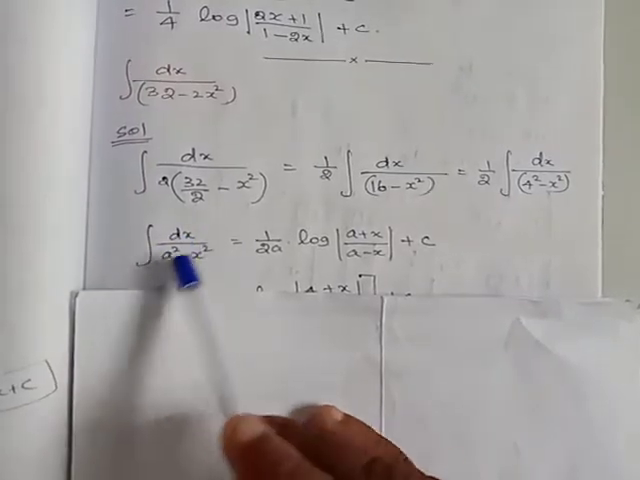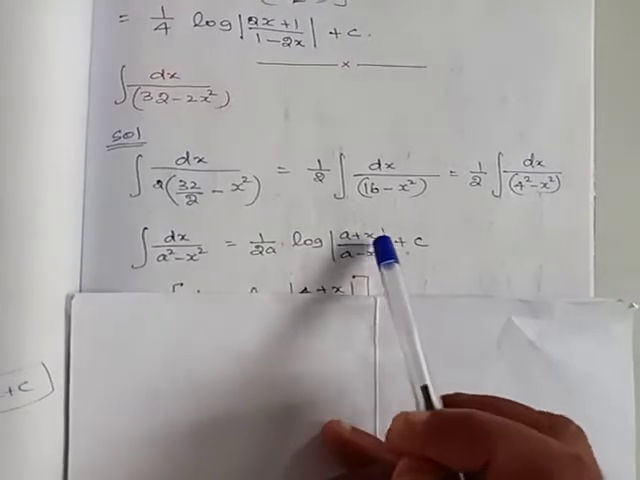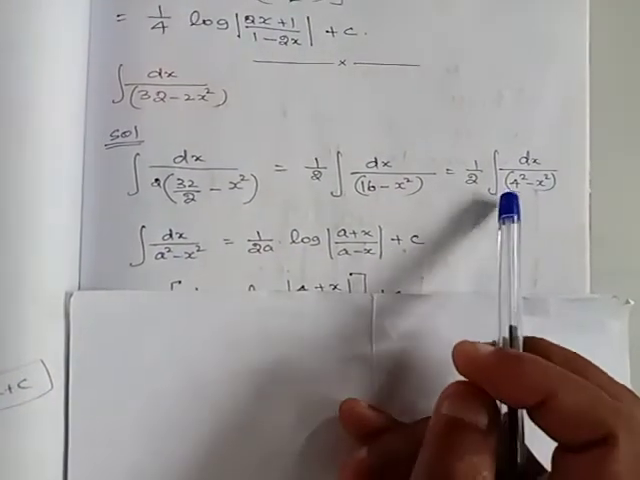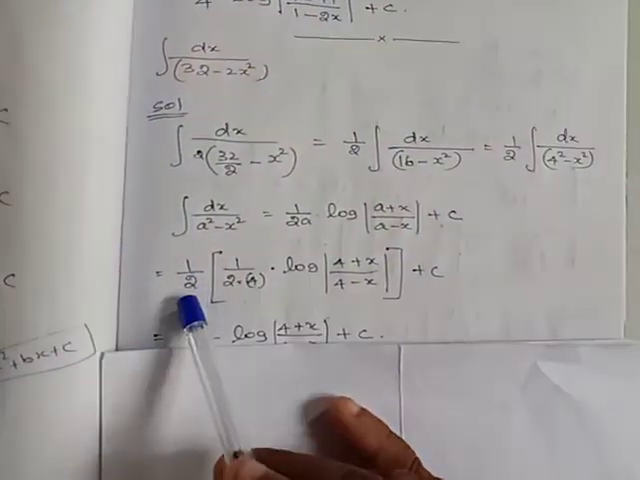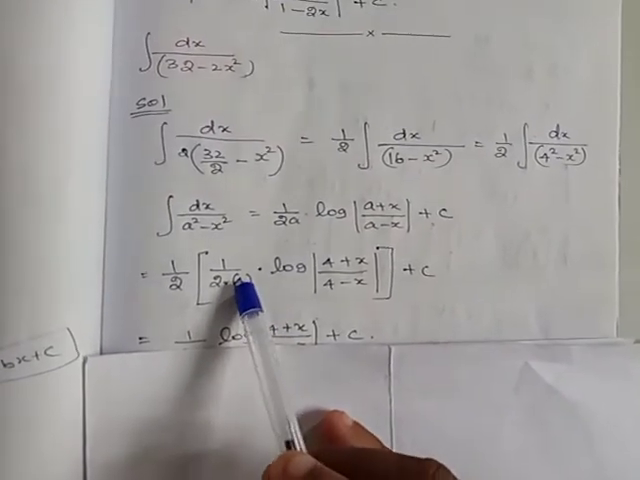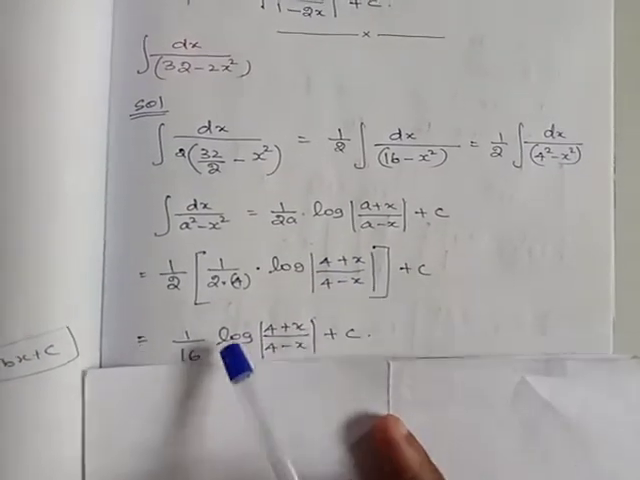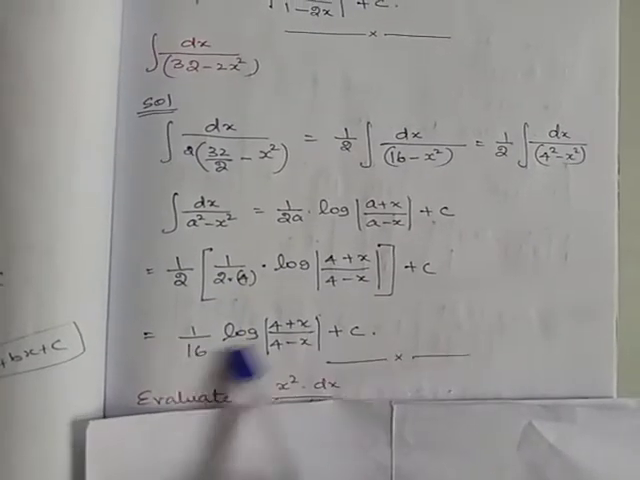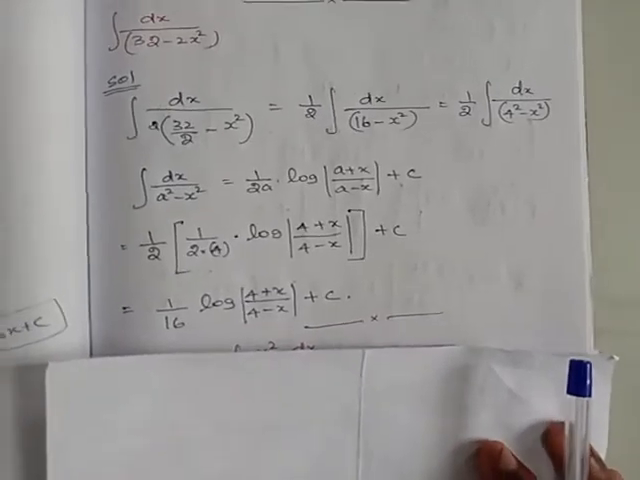So integration of dx divided by a square minus x square is equal to 1 by 2a into log mod a plus x divided by a minus x plus c. In place of a we have 4, so we must substitute it. This 1 by 2 is written as it is as per the formula. In place of a we are substituting 4 into log of a plus x divided by a minus x. After simplification, 4 2s are 8, 8 2s are 16. We get this final answer. I hope now you are very thorough with the concept.